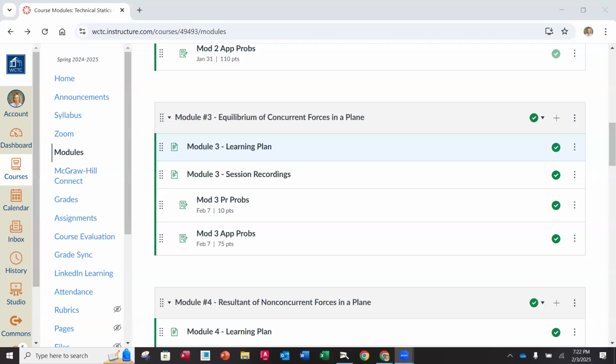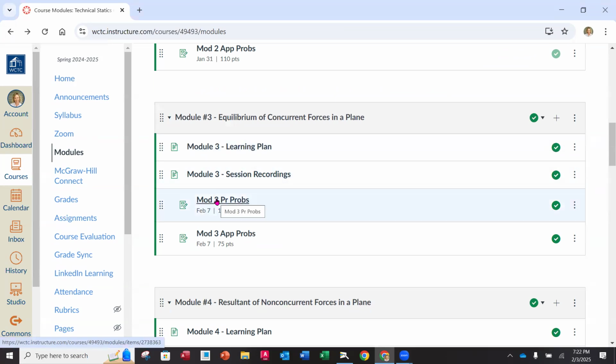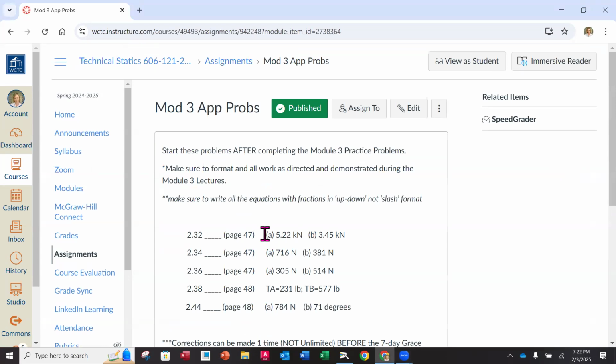Okay, so let's just do an overview of the application problems that you have assigned for Module 3. As we said, practice problems, we just got done doing those in the sample problems that we just looked at. So now you're ready to hand these in for credit for those. If you need to go back to the videos, I'll have those posted later this evening.